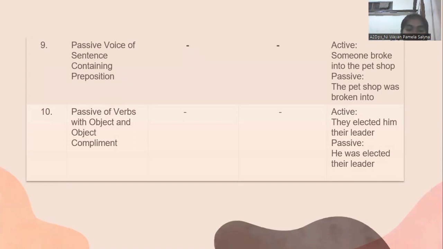And the last is passive of verbs with object and object complement. After some verbs, the direct object can be followed by an object complement. When these clauses are made passive, this object complement becomes the subject complement. For the example, in active voice: they elected him their leader. And for passive voice: he was elected their leader.